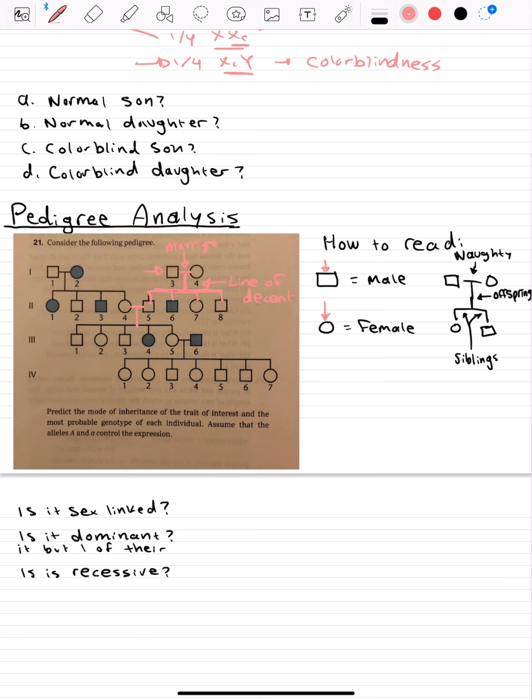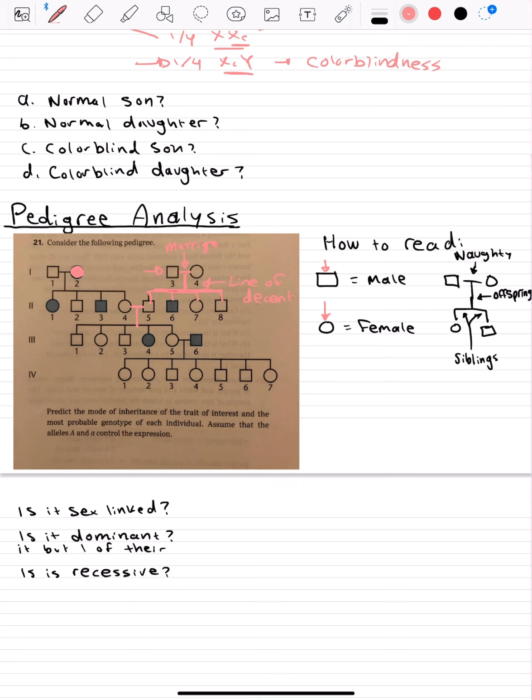Now you see these colored in portions signify that the individual carries a specific condition that we want to track within the family. All right, so first and foremost, let's read through the questions. Is it sex-linked? Is it dominant? Is it recessive? All right, so is it sex-linked? When people refer to sex-linked traits, they are mainly referring to traits located on the X chromosome. Unless it specifically says this is a Y-linked trait, always assume it's X-linked.